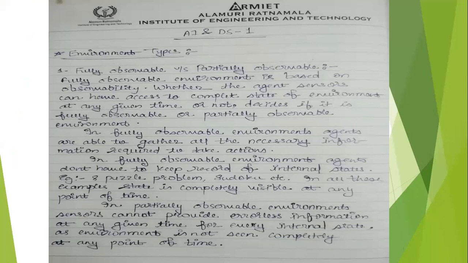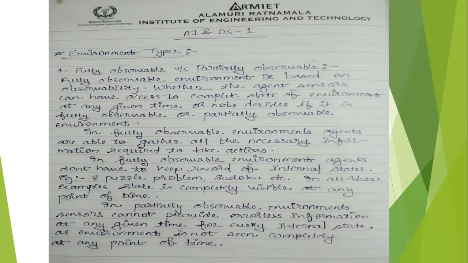It is based on observability. Whether the agent's sensors have access to the complete state of the environment at any given time or not decides if it is a fully observable or partially observable environment. There are various states in an environment, and in a fully observable environment, agents have access to all the states at all times. That's why it is called a fully observable environment.